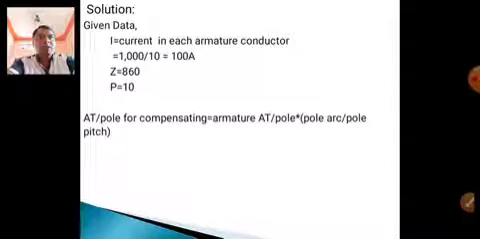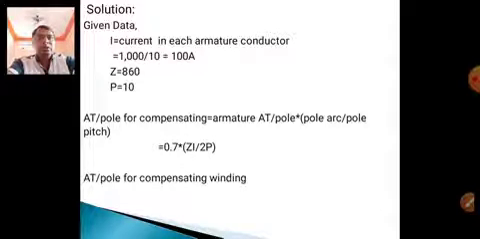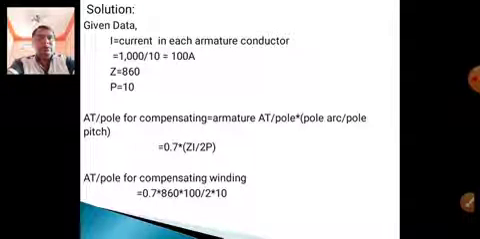So the pole arc or pole pitch is equal to Z into I by 2P. We already have the formula, yesterday we discussed this. For compensating, the formula is 0.7 into Zi by 2P. So ampere turns per pole for the compensating winding is 0.7 into Z, which is 860, into I, which is 100, by 2 into P. So we get the value of 3030.